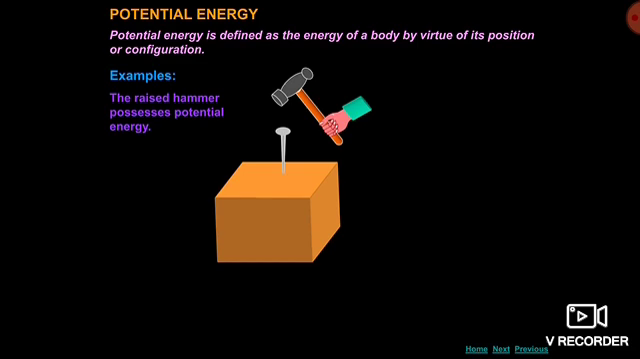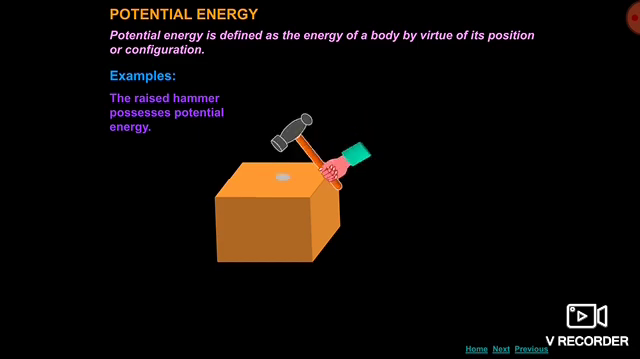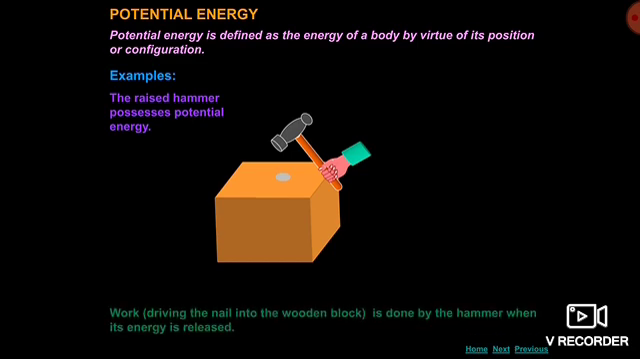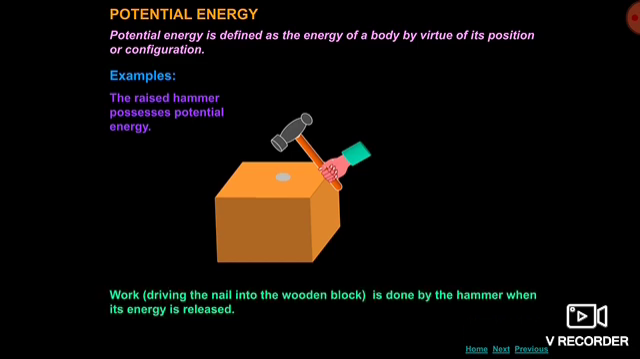Now when you are raising the hammer, the raised hammer has potential energy. Again, you hit the hammer on the nail, and the hammer goes down because you are utilizing the potential energy. The nail gets kinetic energy, and now the nail is completely inside the box. So the work of driving the nail into the wooden block is done by the hammer when its energy is released. That means in this condition potential energy gets converted into work done.